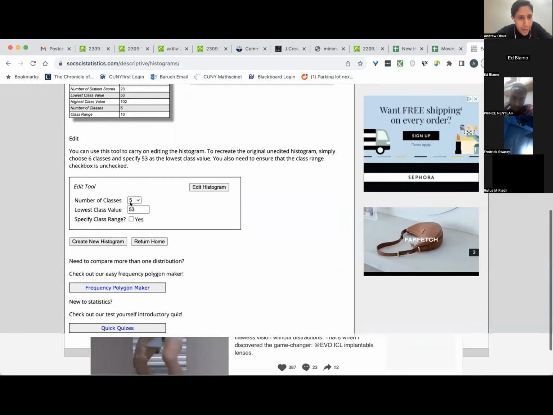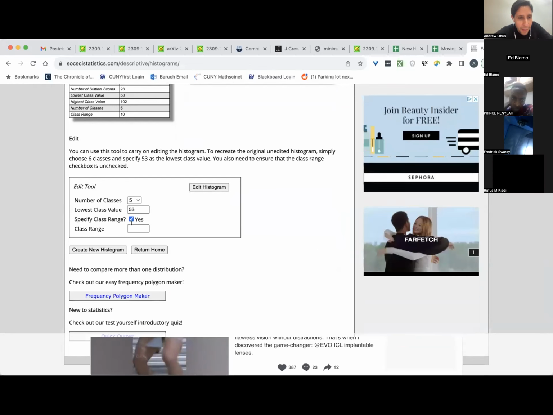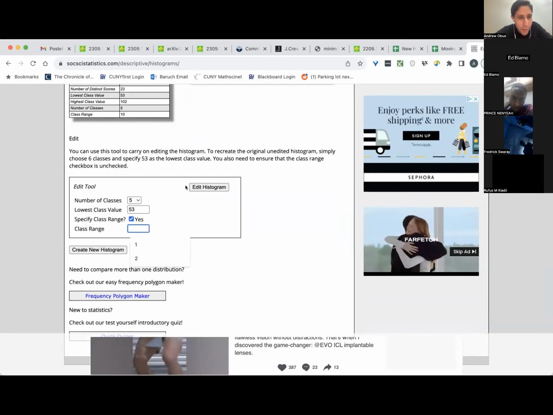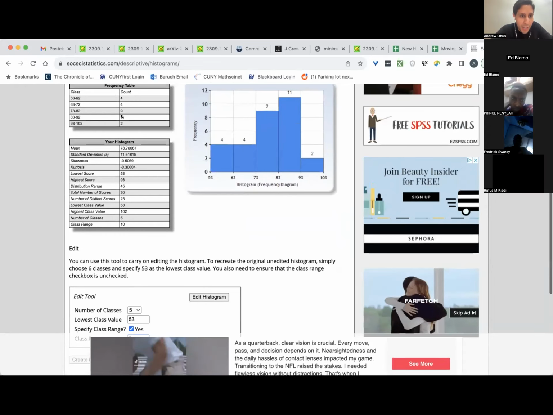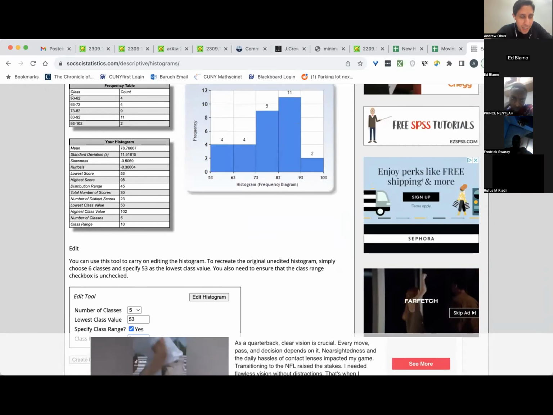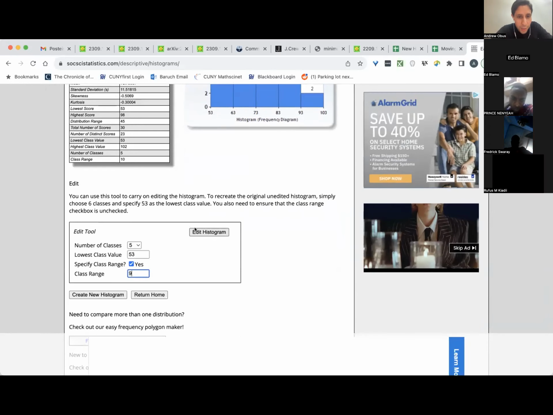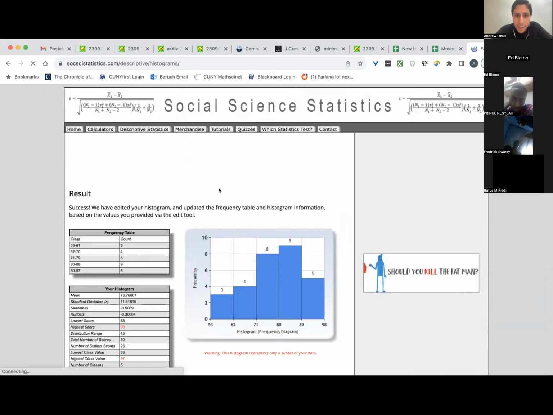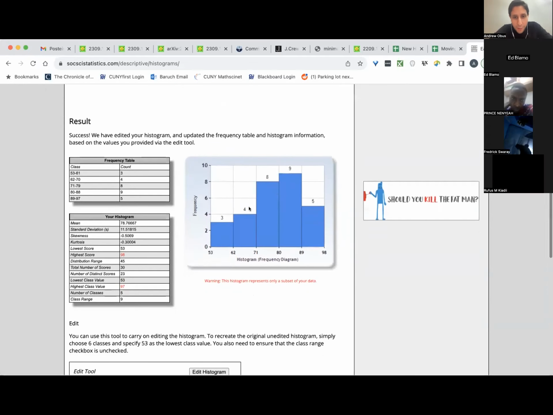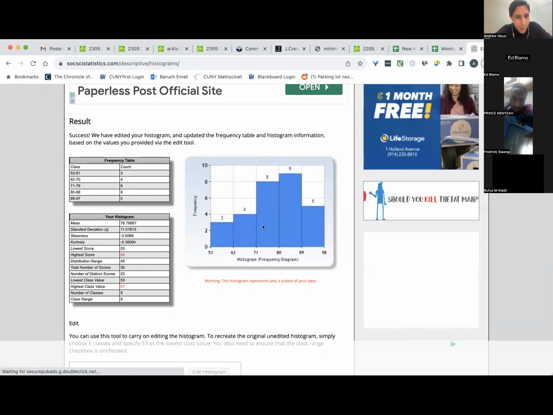So let's say instead that we wanted to actually specify the class range. I want the class range to be 9, but over here the class ranges are 10. Each class contains 10 numbers because it's 53, then 63, then 73, and so on. If I change the class range to 9 and edit the histogram, finally we have the histogram that actually corresponds to our data.